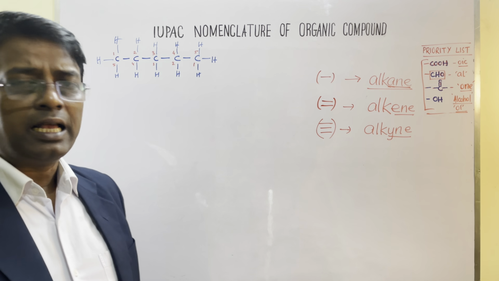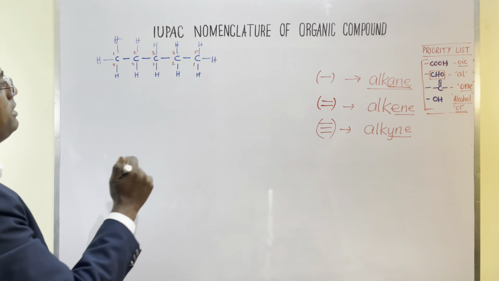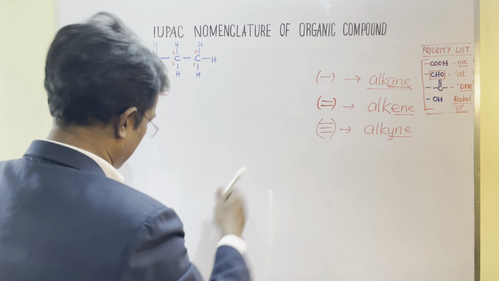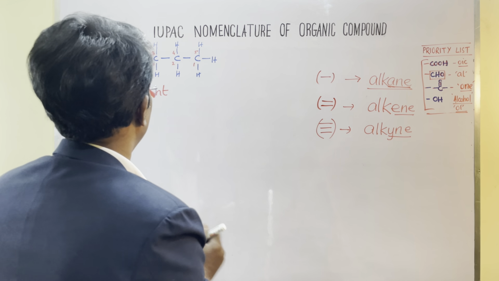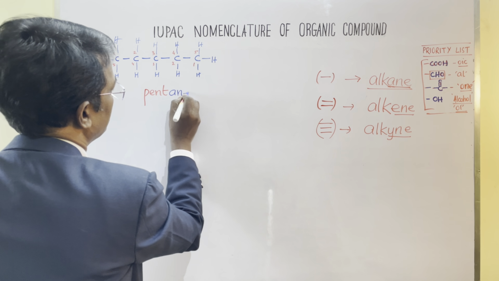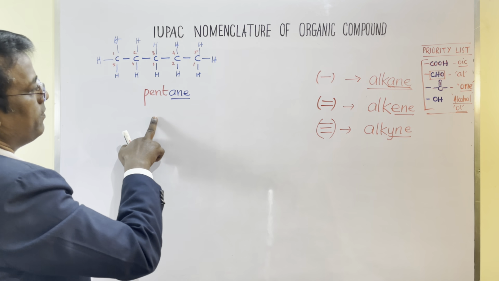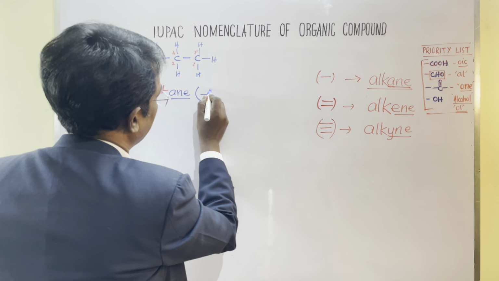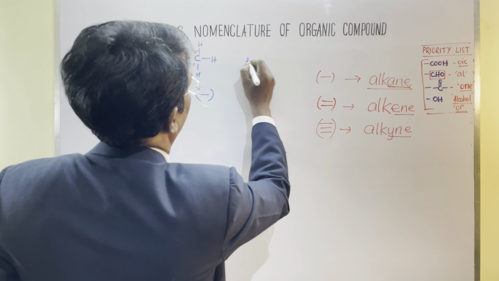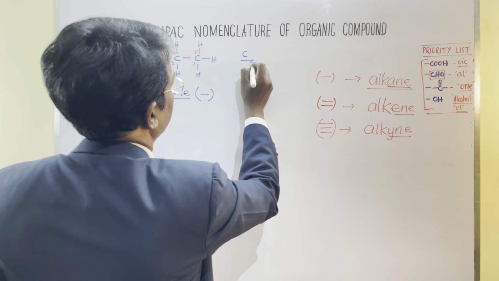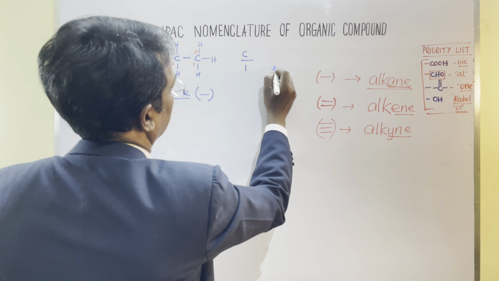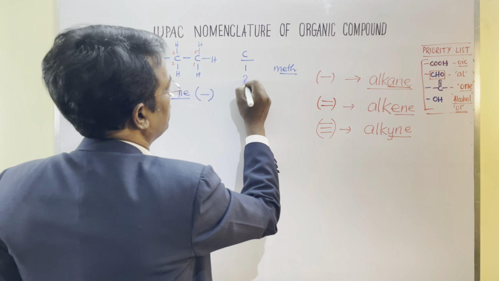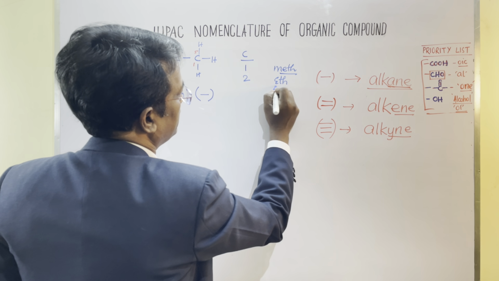There are 5 carbons attached to it. 5 is pent, and the name is pent for 5. And we'll add here ANE, to distinguish. ANE represents that this is an alkane hydrocarbon and it has single bonds. Now here one thing: when the carbon atom is 1, it is called meth. The prefix we will use is meth. For 2 it's eth, E-T-H.